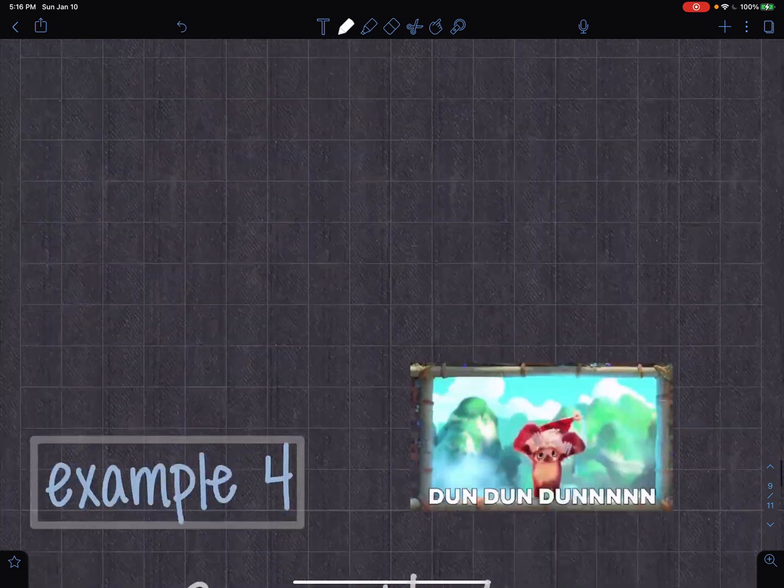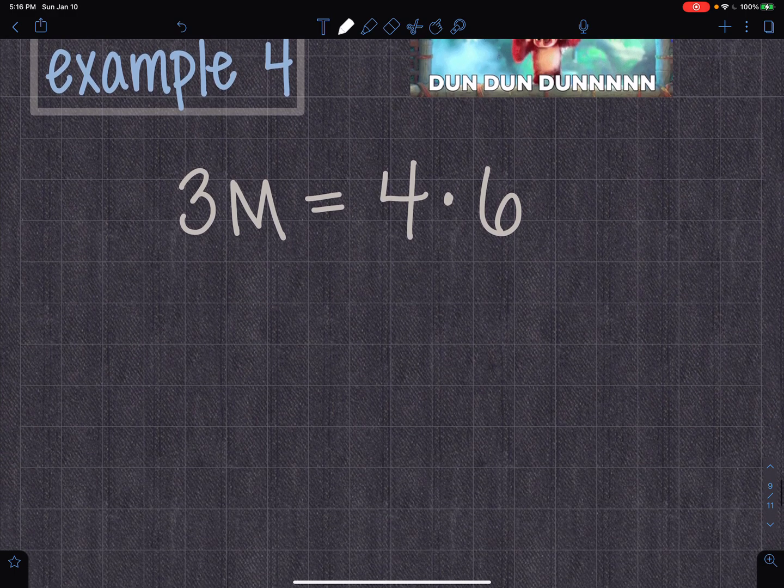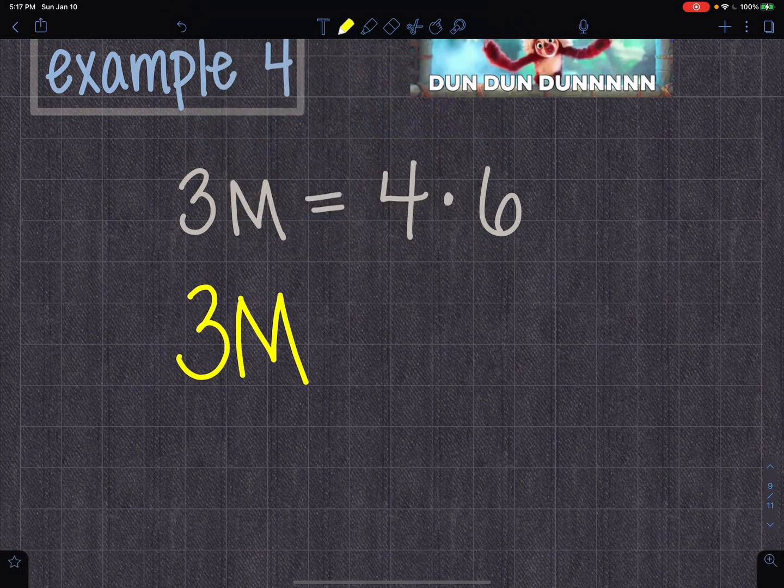Let's do another one. This is example 4. Okay, here we go. Example 4 is 3m equals 4 times 6. Now that dot means times. It's the same as doing times. So the first thing that we need to do is solve this part of the equation. So let's do that. It's going to be 3m equals, what is 4 times 6? 4 times 6 is 24.